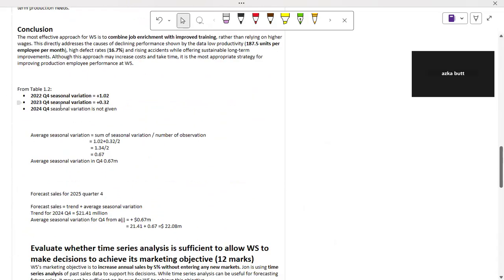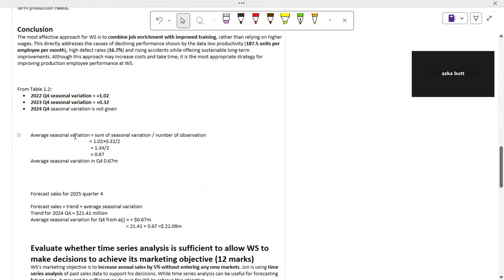After that, students, the next question where they have provided us the 2022 quarter four seasonal variation and the 2023 quarter four seasonal variation, and they ask us to find out the 2024 quarter four seasonal variation, which is not given. If you want to find it out, there's a formula we can use, that is average seasonal variation. So how can we find it?